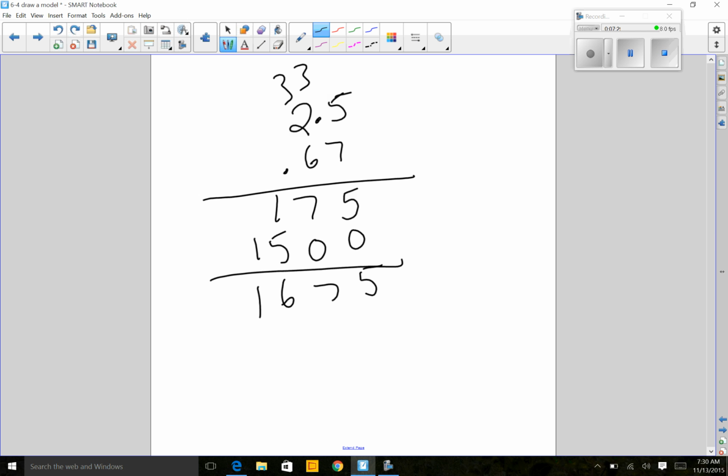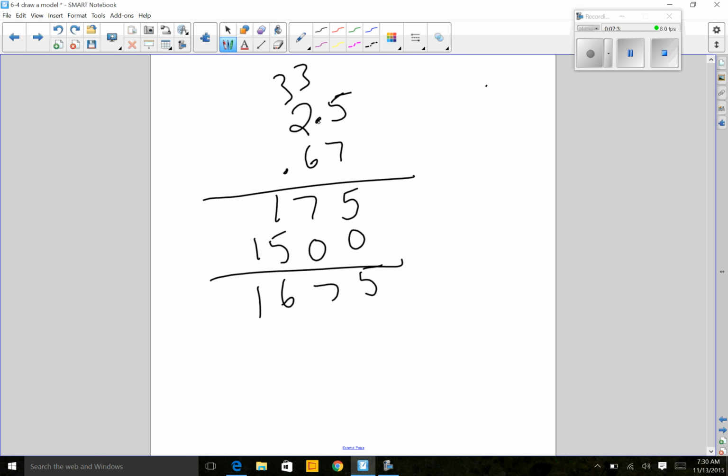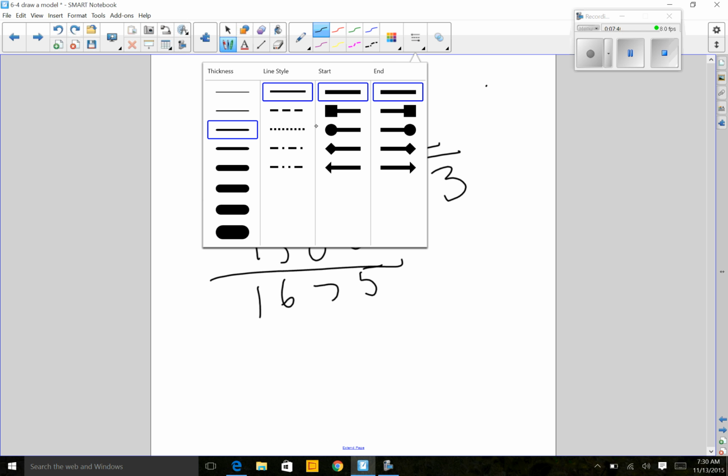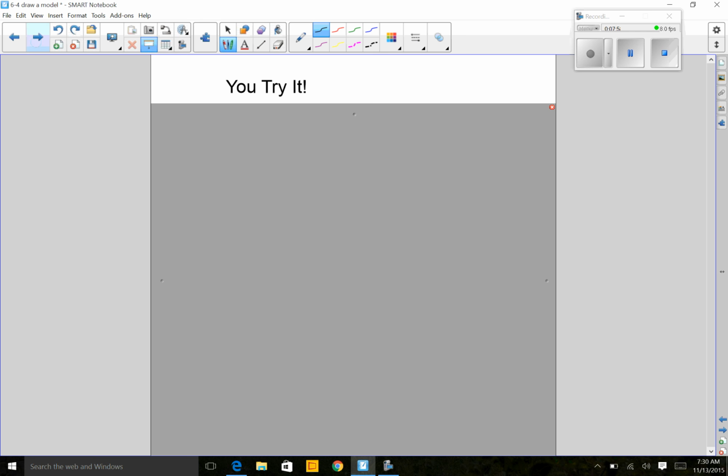Okay. I have 1 decimal place here. I got 1 decimal place there, and I got 2 decimal places there. So I got 1, 2. 1 plus 2 is 3. Now I'm going to move over 1, 2, 3 decimal places. So my answer would be 1 and 675 thousandths. Okay, why don't you try?